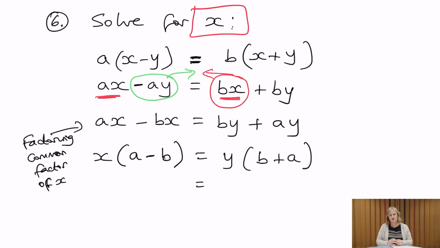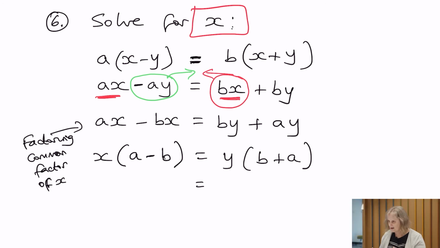With factoring, it's the opposite of expanding the brackets and getting the individual terms. So you can check you've factored it correctly. If you expand this now, X times A gives me AX, yes, that works. X times negative B gives me negative BX. So I know that I've factored that correctly. Okay, so the opposite of expanding the brackets there.